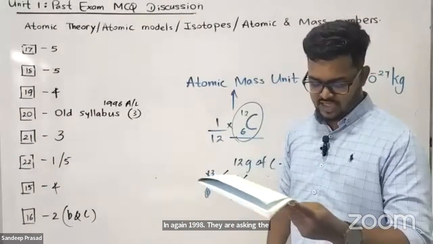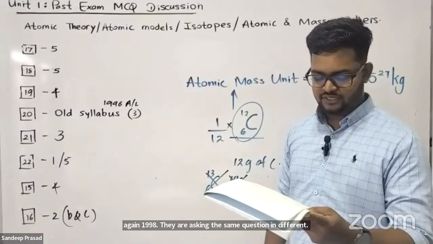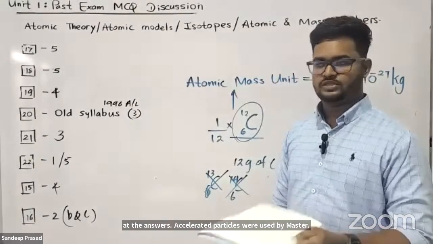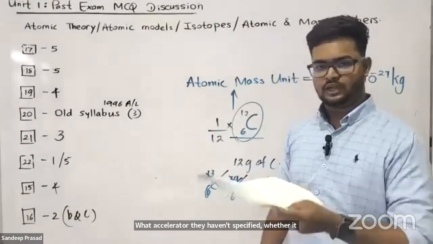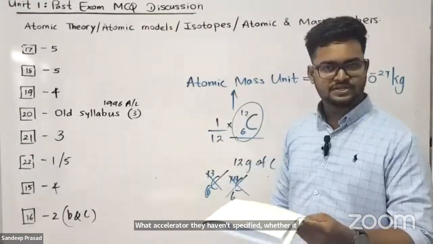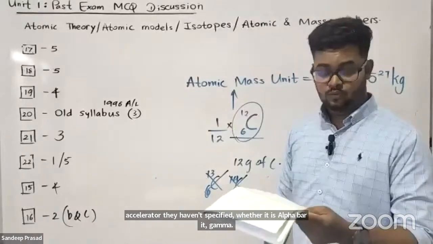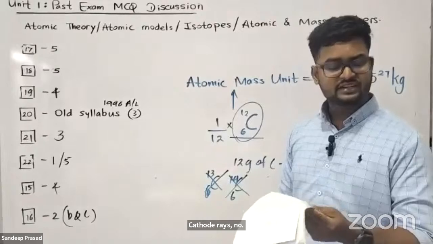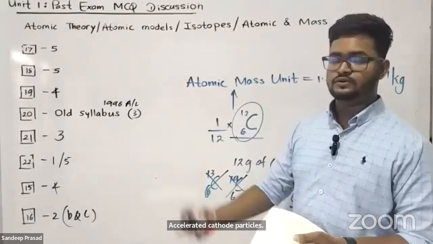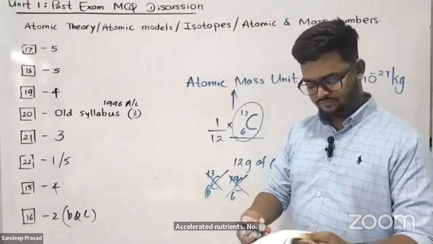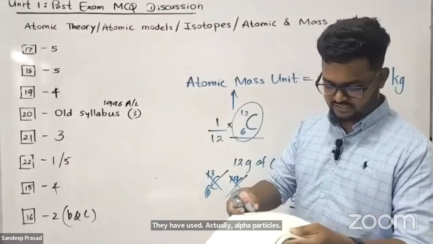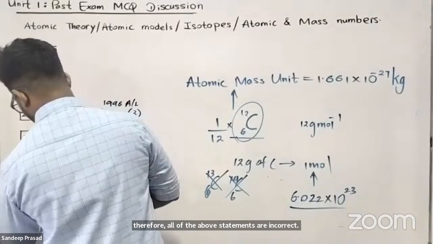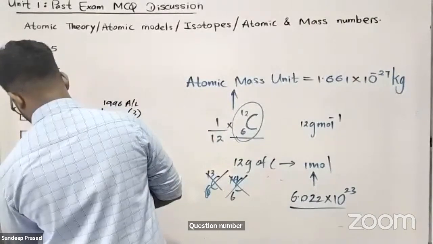Look at the answers. Accelerated particles were used by Geiger and Marsden. What accelerated particles? They haven't specified whether it is alpha or beta or gamma or whatever. Cathode rays, no. Accelerated cathode ray particles, no way. Accelerated neutrons, no. They actually used alpha particles. So all of the above statements are incorrect. Question number 23, answer is number 5.